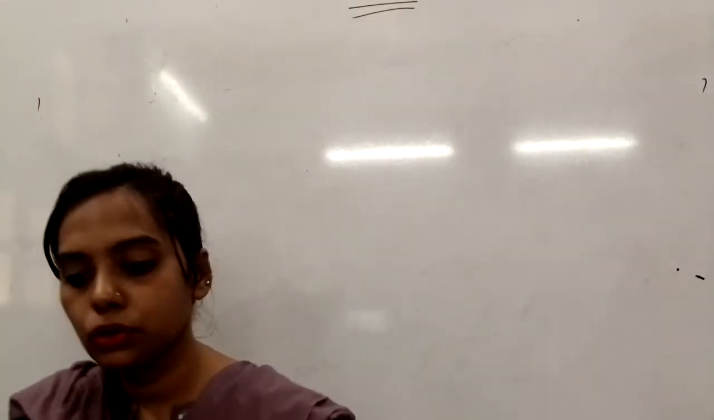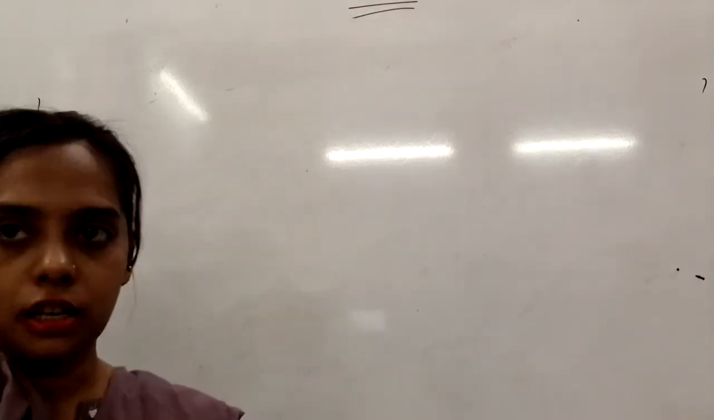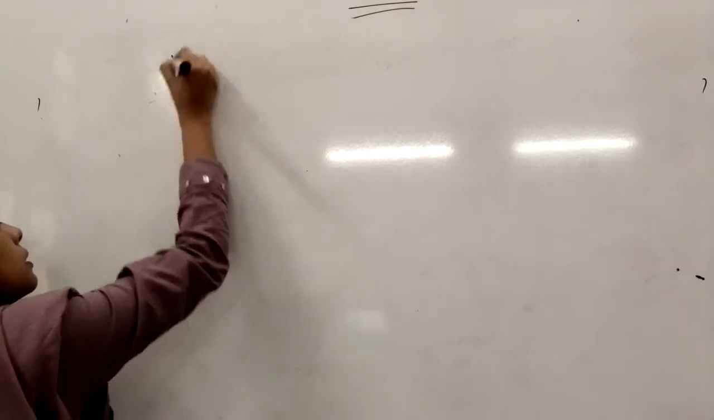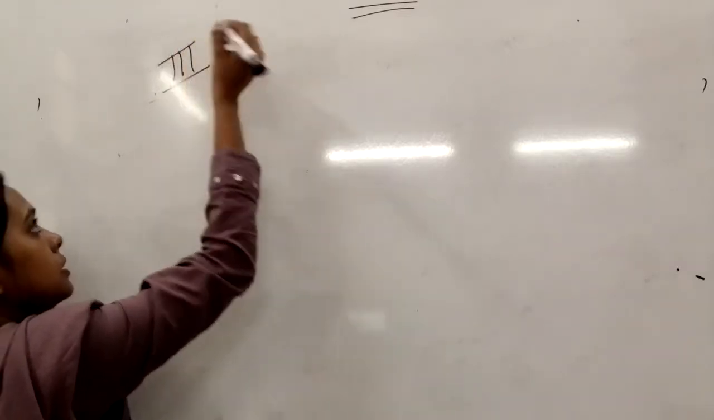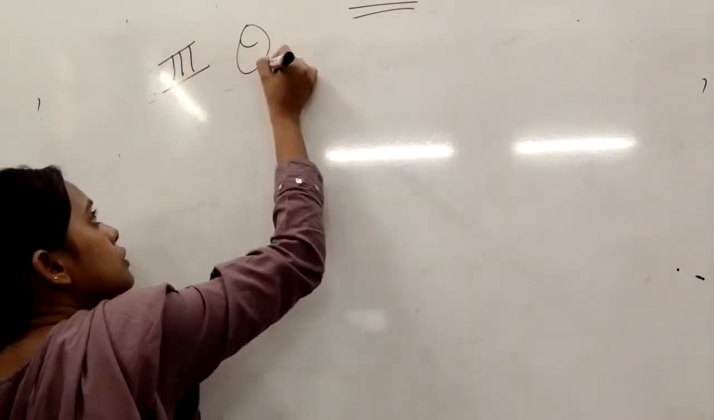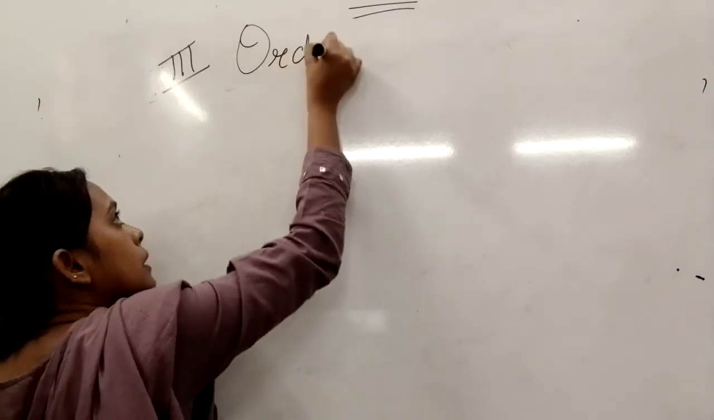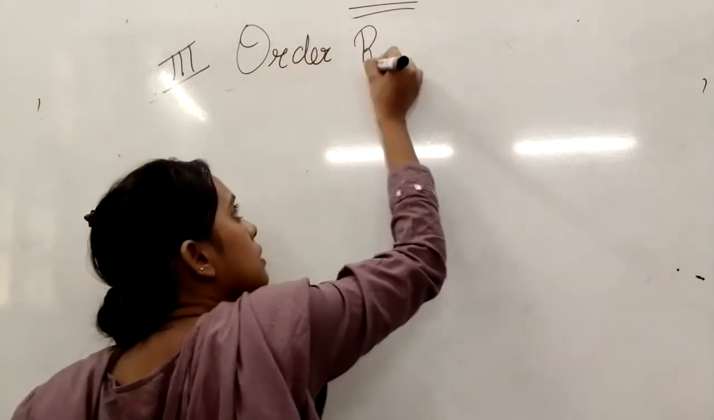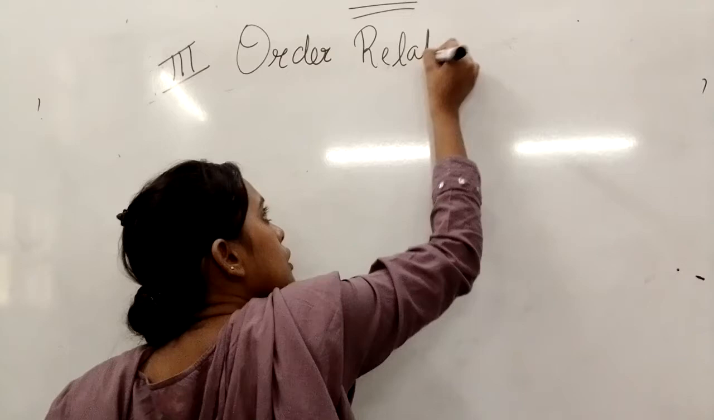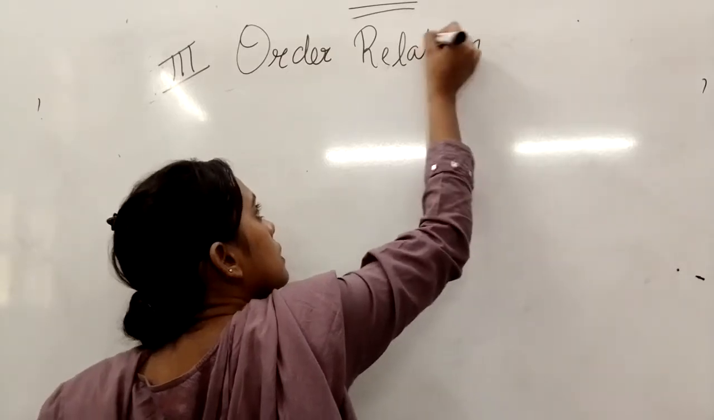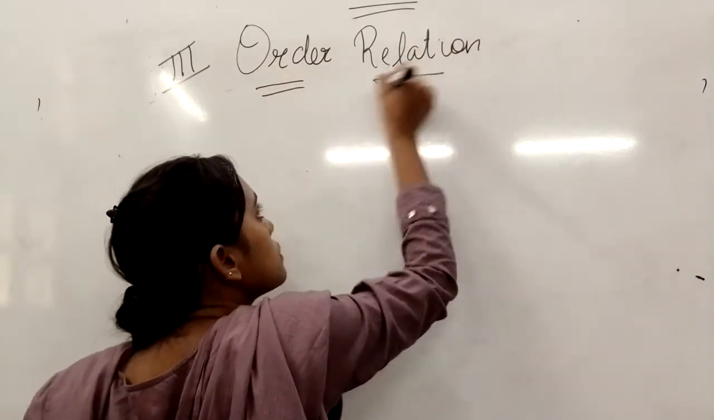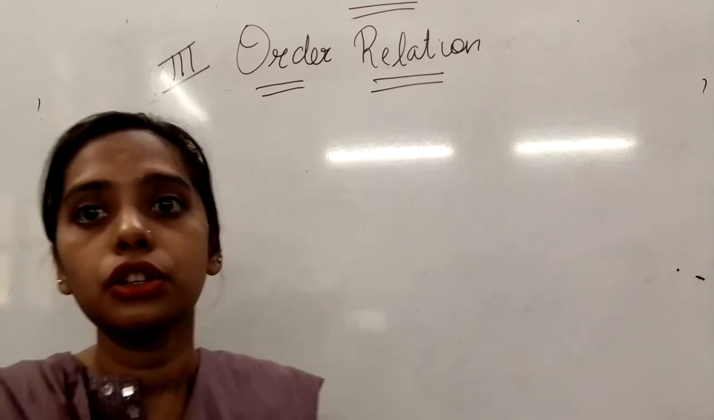Today we learn about topic number 3, which is order relation. Okay. So what are we going to write? Topic number 1, 2 and 3, which is the order relation. Okay. So we write order relation. Now children, since we have written this, the order relation.